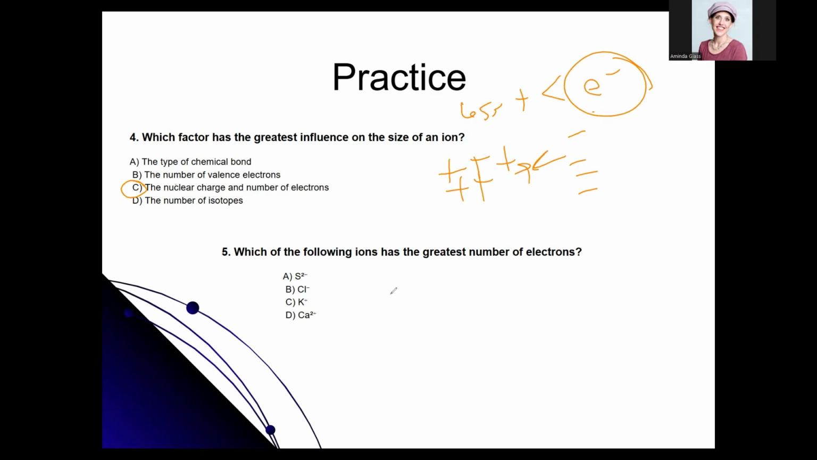Now, which of the following ions has the greatest number of electrons? For this, we'd have to look at the periodic table.